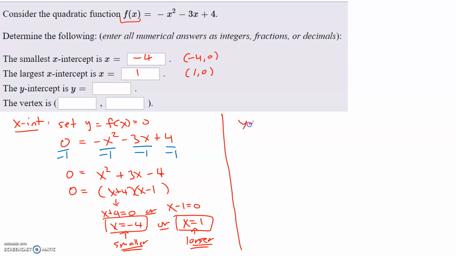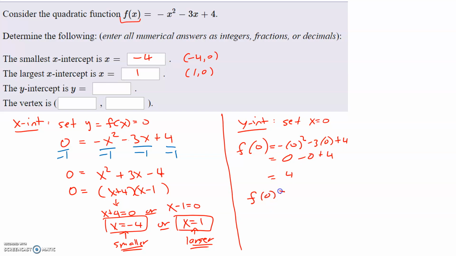Okay, now for the second part, let's find the y-intercept. For the y-intercept, we need to set the x value equal to 0 and solve for y. So we're basically trying to figure out what is f of 0. Remember, the x value is the input, so we're going to replace the parentheses with the input. So we have f of 0 equals negative 0 squared minus 3 times 0 plus 4. Now anything times 0, or 0 squared, is 0. 3 times 0 is 0, plus 4, and this gives you 4.